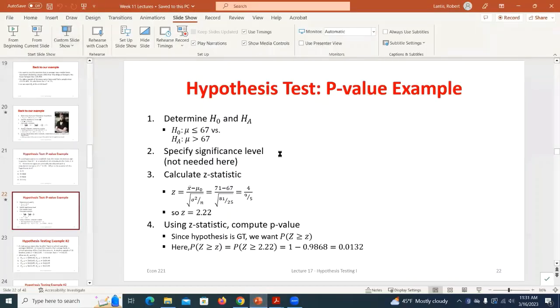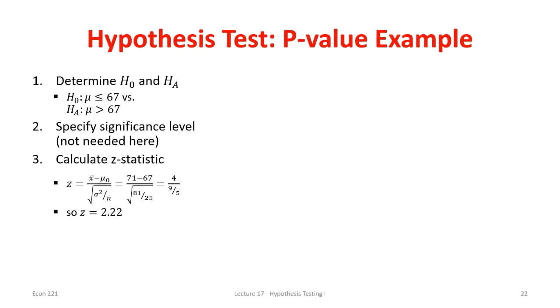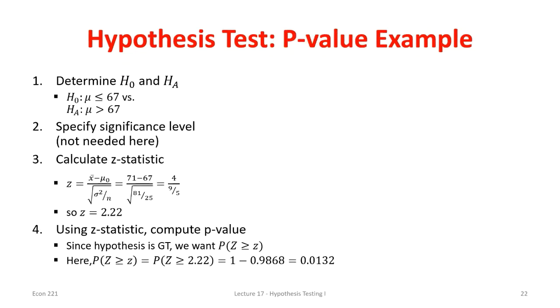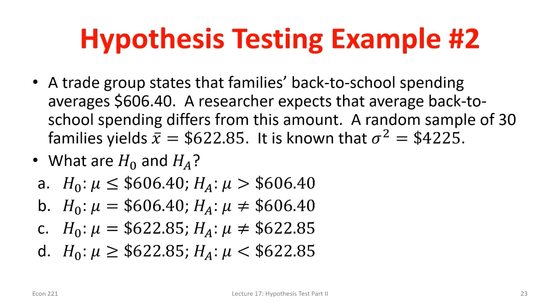All right, let's go through one more example, because I think we haven't completely worked through a two-tailed test yet. With a two-tailed test, we have a setup like this: a researcher expects average back-to-school spending to differ from a reported amount of $606.40. They take a random sample of 30 families and find a sample mean that is in fact different than that. We've got a known population variance. What would the null and alternative hypotheses be?